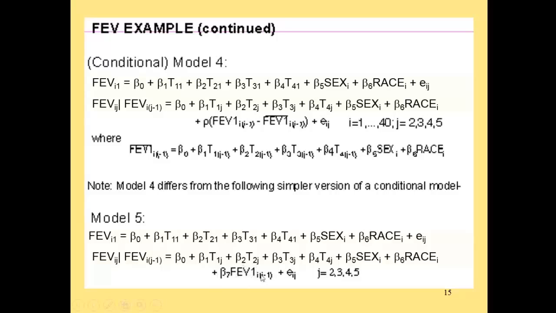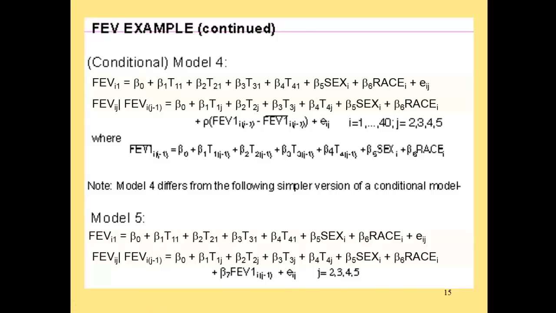So this is just using a lagged response. Model 4 is similar, but it's using something called a lagged residual. Okay? So lag, previous, there's a time gap. It's a lagged residual from the difference between the actual FEV at j minus 1 and that predicted by the model at j minus 1. So, conditional models, you can have a lagged outcome or a lagged residual, and they don't just have to be time j minus 1 and time j.